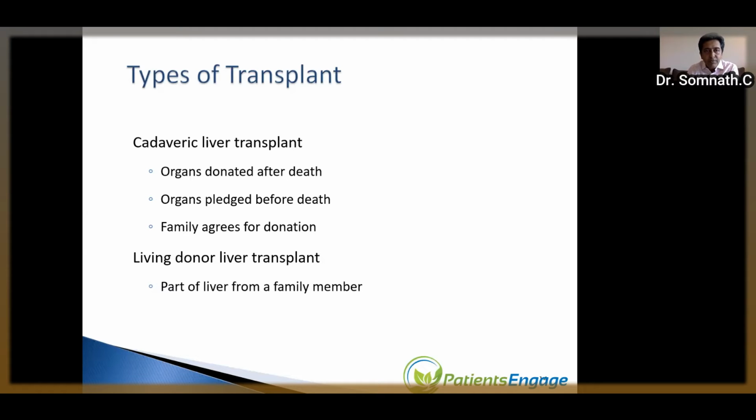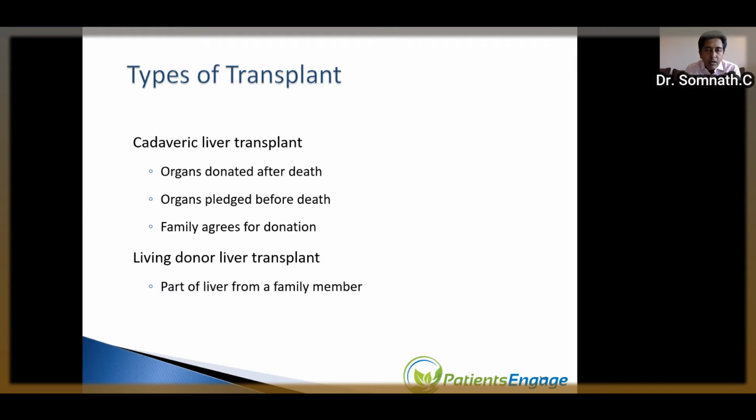Transplants are of two types. One is a cadaveric liver transplant, where organs are donated after death. The organs are pledged before death. The family or the patient decides that they want to donate their organs, and organ donation day is coming next month. So it's an important way in which we can help liver cirrhotic patients, and the family has to agree for donation. The other type is a living donor liver transplant, where a portion of the liver from a family member is taken and placed by surgery into the recipient.